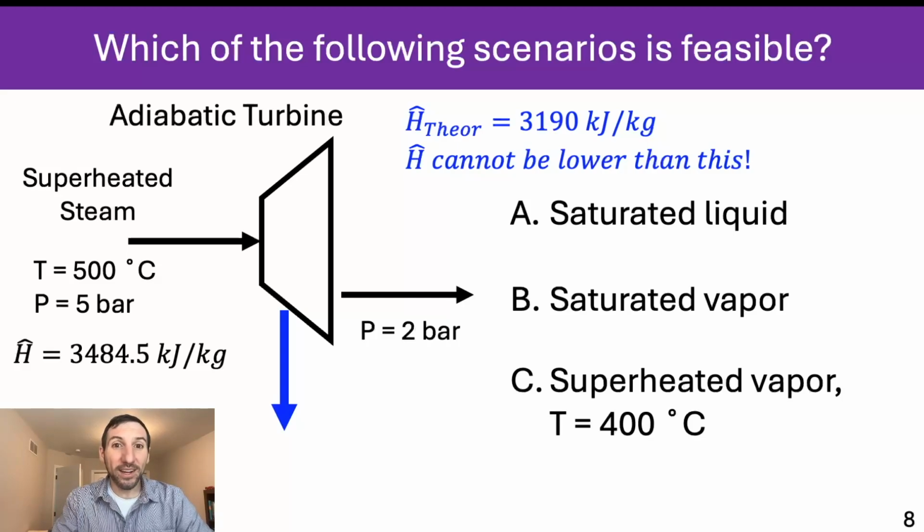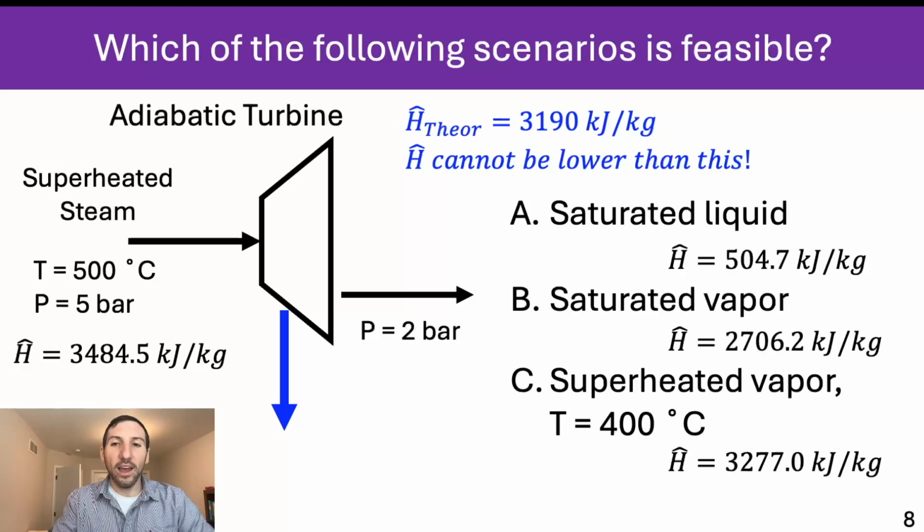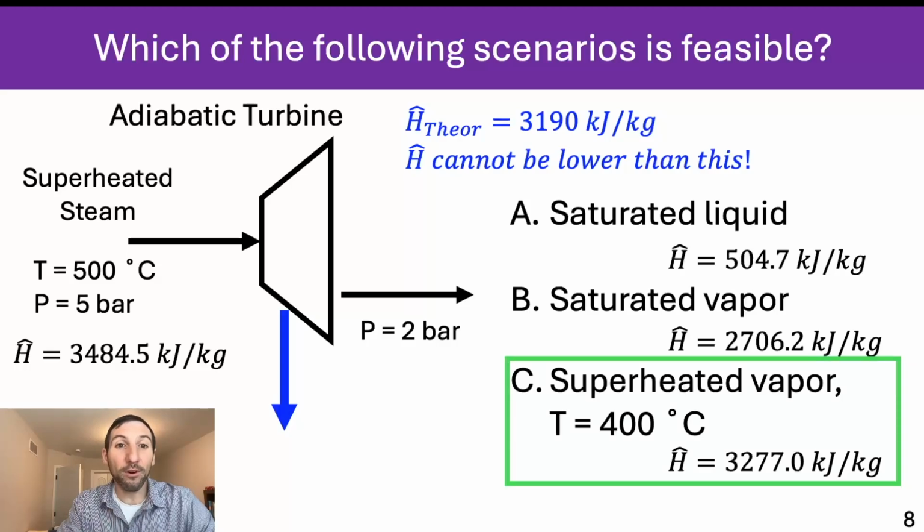Now that we have all those parameters, let's look at the three different scenarios and the corresponding enthalpies. When we do this, you see that for saturated liquid and saturated vapor, both are below our theoretical enthalpy. Therefore, those two options are not physically possible. The only option that is a possibility is superheated vapor at a temperature of 400 degrees Celsius.